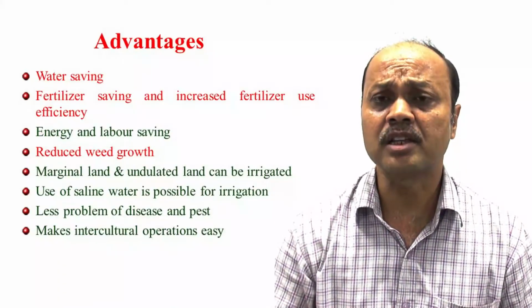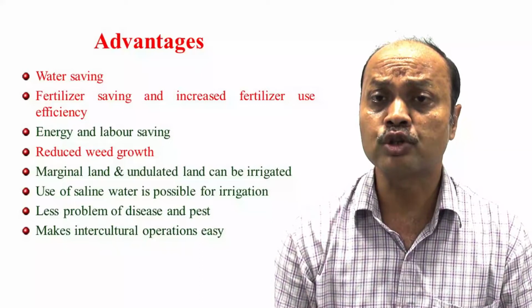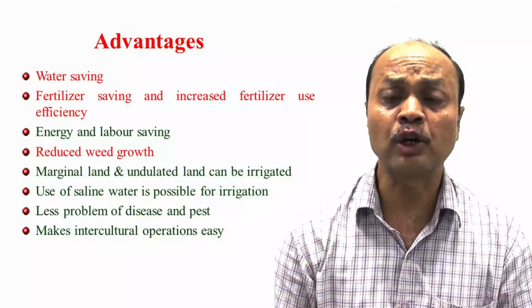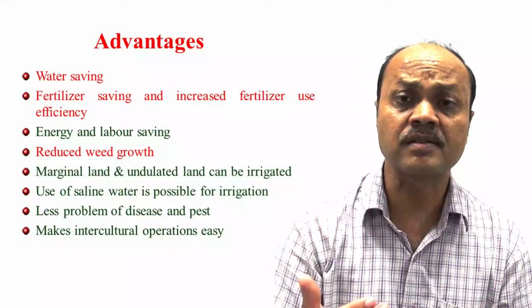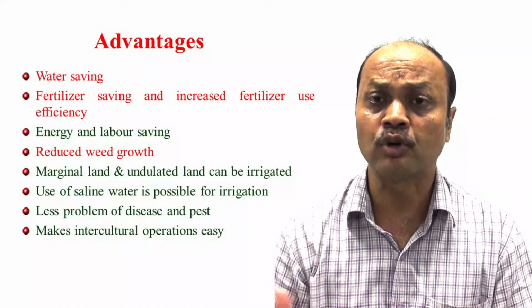And there are various advantages. Briefly, I have given the points. Water saving, this is a very common one, because it requires an efficient technique. Depending upon which type of crop you are taking, and which type of irrigation system, sprinkler or like that, your water saving is minimum 25 to 30%.